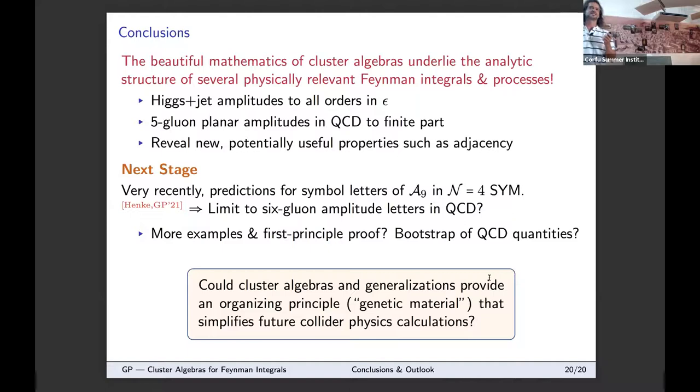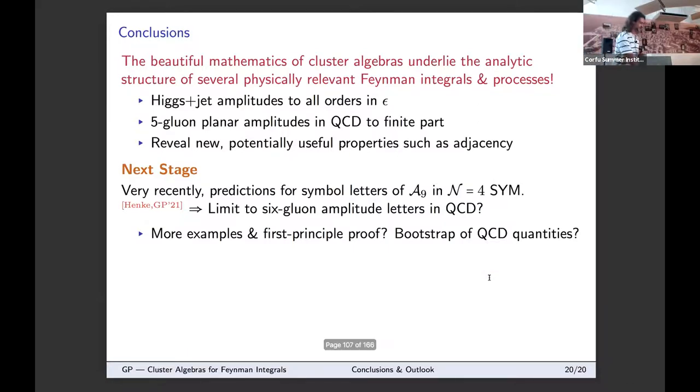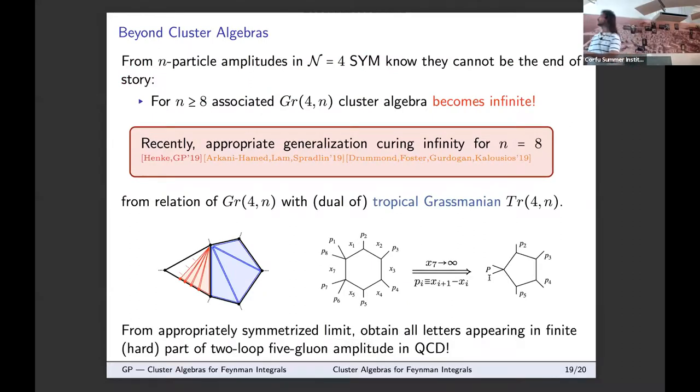We just discovered the tip of the iceberg. I should say it's almost entirely clear that cluster algebras are not the end of the story, and this is what I have here in this slide. At least in the n equals 4 world, the relevant cluster algebras, when you go to 8 points and higher, I talked about 6 and 7 points, become infinite. So this gives you a big puzzle, because if you have infinite choices, then you lose all predictability.